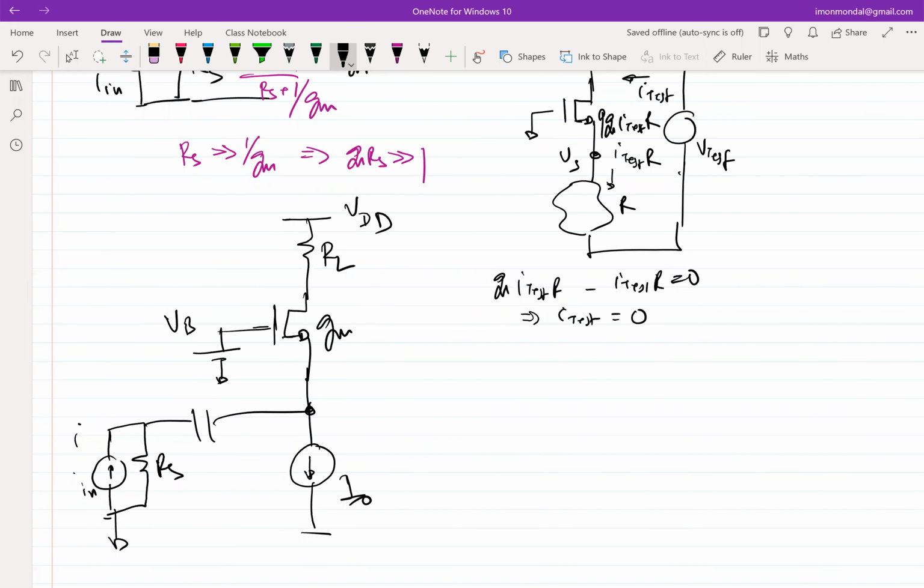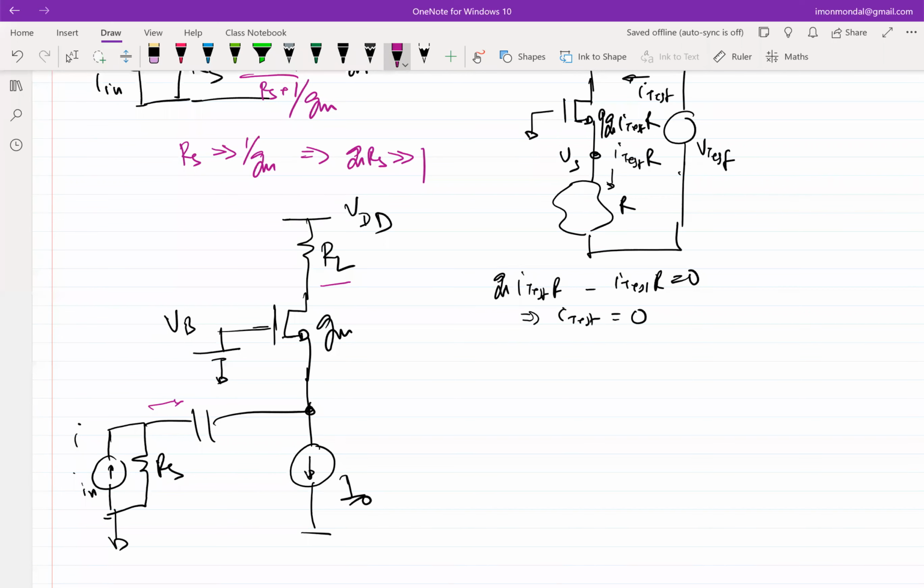If I apply an input here and you observe here, then it becomes a voltage controlled voltage source. If I apply an input here and observe it here, it becomes a current controlled current source, right? It's essentially the same circuit. So that's why a transistor is extremely versatile.